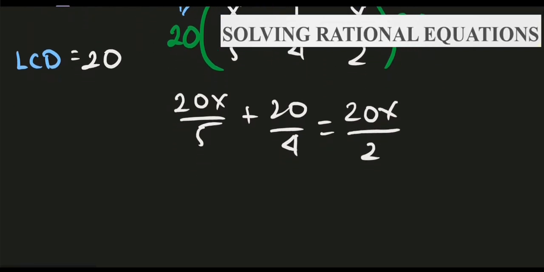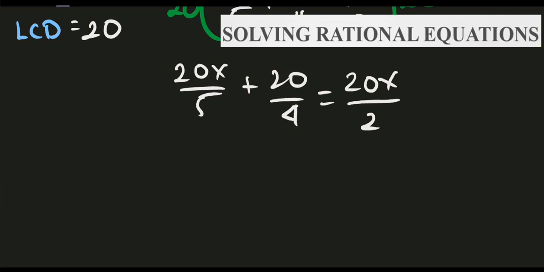So simplify this one. Therefore, 20 divided by 5 is equals to 4x. Okay, so we have 4x. 20 divided by 4 is 5, so plus 5. And that is equals to 10x. 20 divided by 2 is 10, and copy the variable x. Now, after this step, since we eliminated our denominators, we have this linear form of expression. So let's try to solve the value of x.